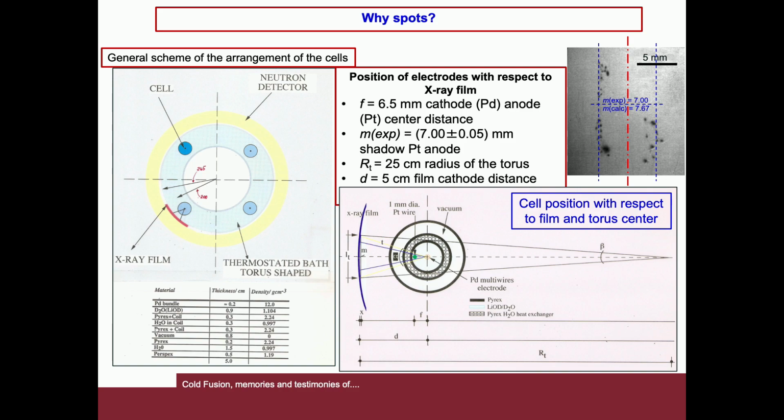The scale drawing shows the position of the cell with respect to the film and in the center of the torus. It's important to observe the position of the cathode, which you remember is a bundle of palladium wires, at the center of the cell, with respect to the 1 mm diameter platinum rod, represented in plan view by the green circle, which supports the cylindrical platinum network which forms the anode. For simplicity, neither the cathode nor the anode are shown in the figure.